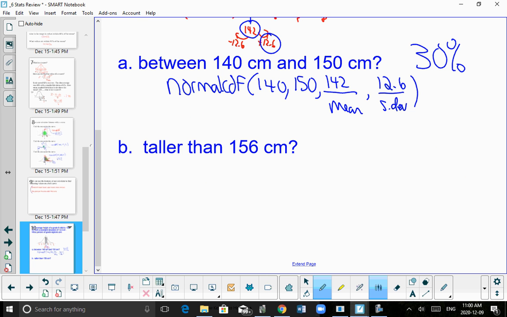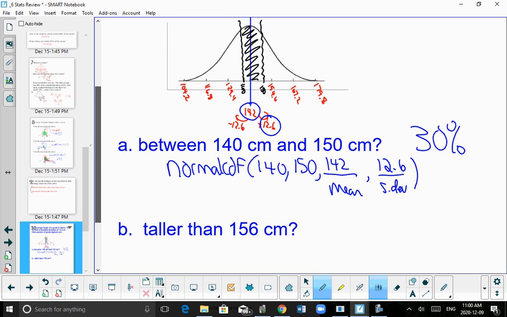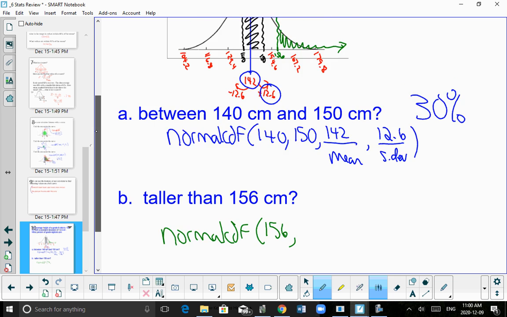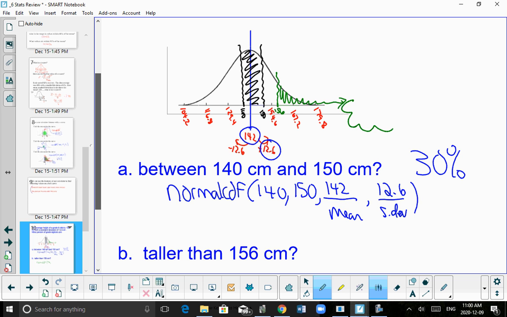So for the next one here, how many are taller than 156? So 156 is right about here, and taller is this. Okay? So again, when we do normal CDF, 156. Now, again, we don't have a positive infinity. So I need to come up with a number that's really, really big.